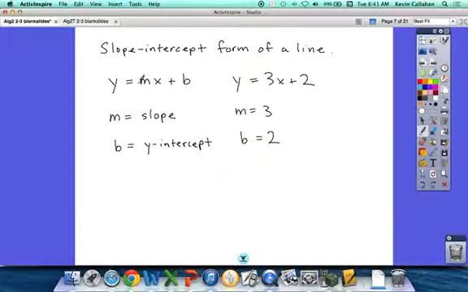Now, the m and the b, they can change, right? They will be all different kinds of values. One or the other of them could be 0, right? And still be a line.